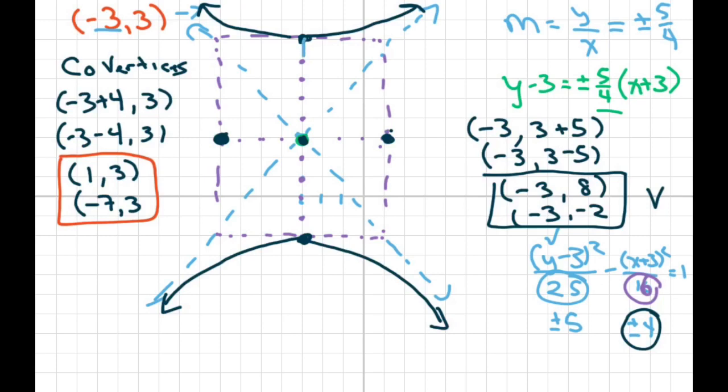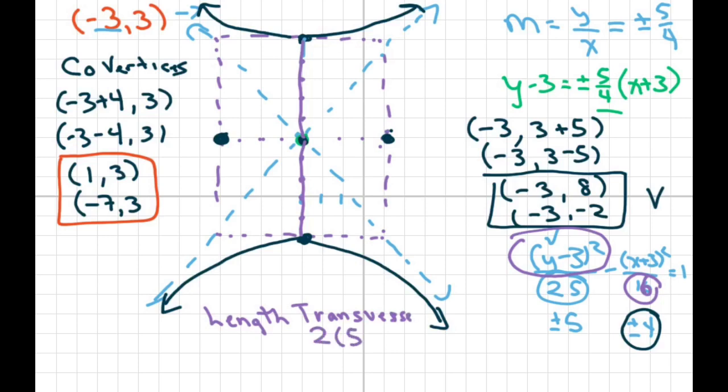All right, and the length of your transverse axis is just this. The transverse axis is whatever starts here. It's your y, it's your main one, where it's opening up and down. So we went up 5 and down 5. So the length of your transverse axis is 2 times 5, which equals 10.